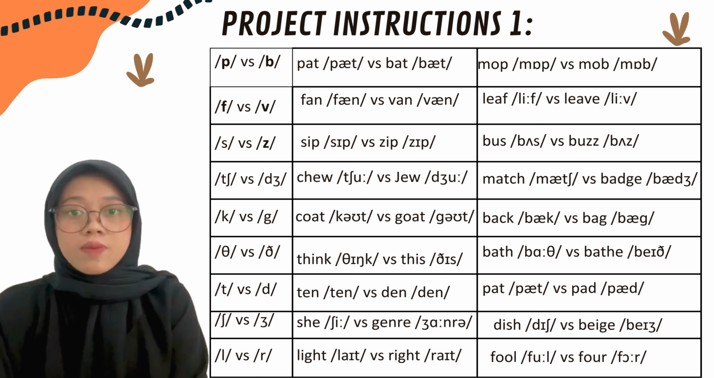And then the seventh is pair sound T and D. Initial position: ten versus den. Final position: beat versus bead. And then the eighth is sh versus zh. Initial position: she versus genre. Final position: bash versus beige. And then the last is pair sound L versus R. Initial position: light versus right. Final position: full versus for.